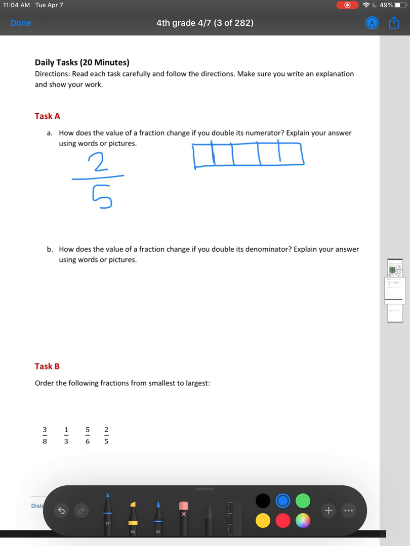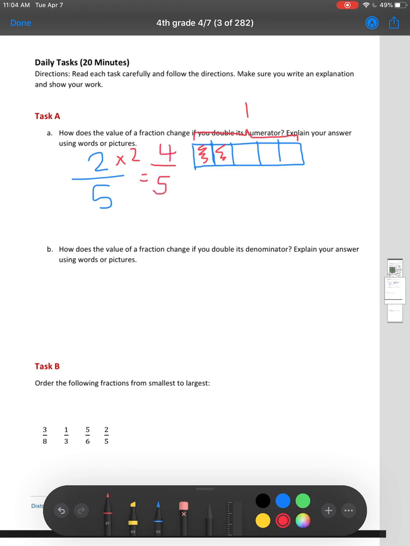All right, and I'm going to shade in 2, and then I'm going to label that this is 1 whole. So now I have 2/5 shown here. If we double the numerator, that means we are going to multiply the numerator by 2. So if I double the numerator, this is now going to give me 4/5.